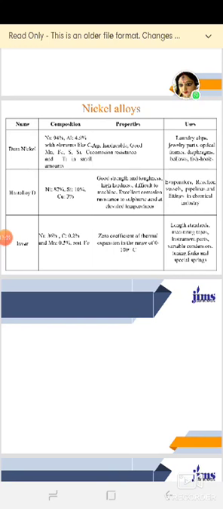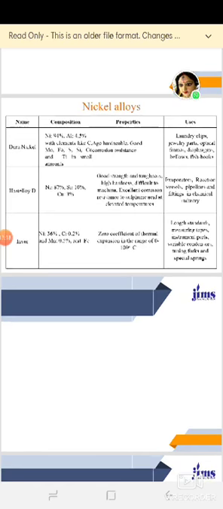Okay, next is Hastelloy D. It has good strength, toughness, high hardness, difficult to machine are its properties. It is used in evaporators, reaction vessels, pipelines, and fittings in chemical industry.